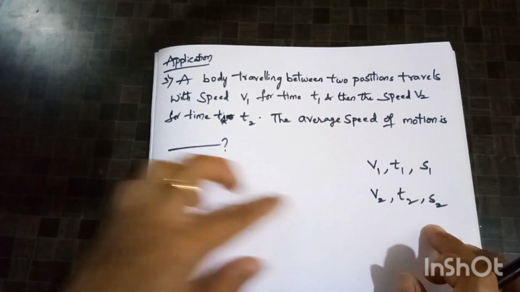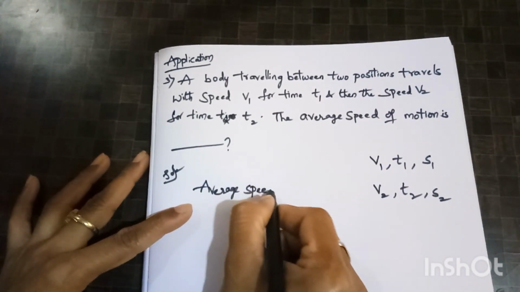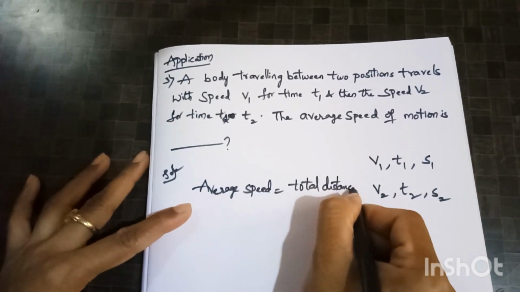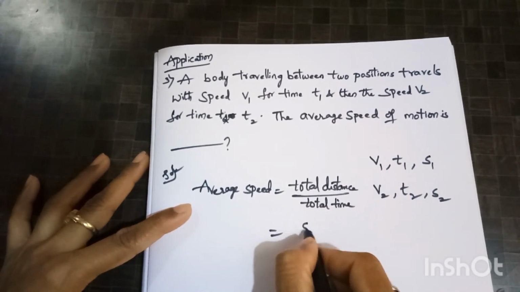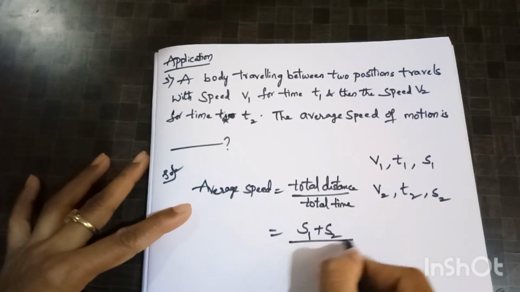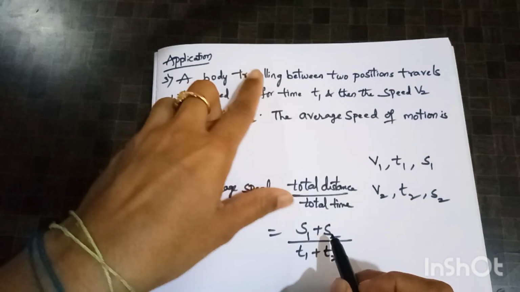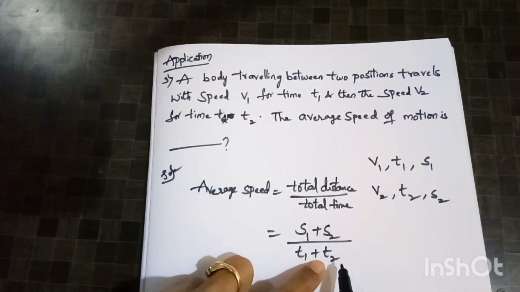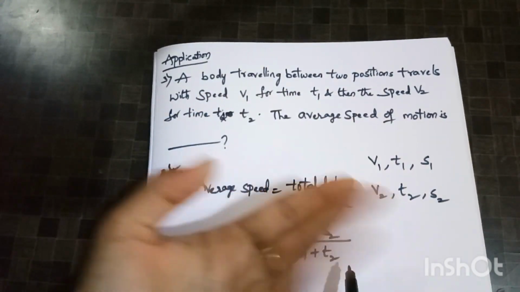Now we are going to calculate average speed. So average speed is equal to total distance by total time. So total distance is s1 plus s2 by t1 plus t2. So I said that we should convert in the form of v1 t1 and v2 t2. So we have t1 t2 in the denominator. We won't change these terms. We should change s1 and s2 in the form of v1 and t1 and v2 and t2.